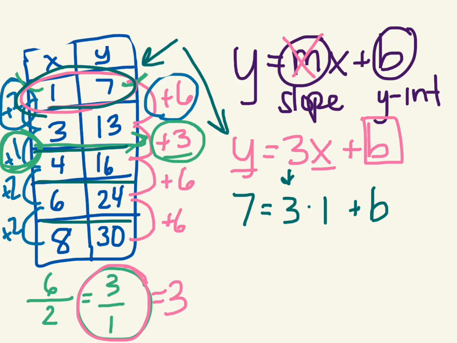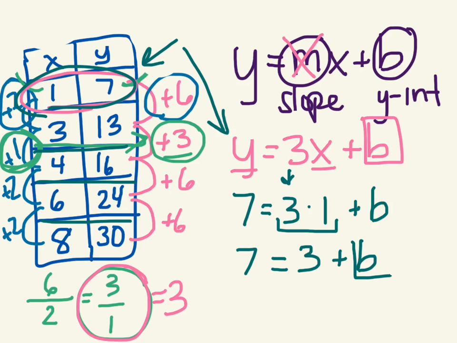And then I leave that y-intercept there because that's what I'm solving for. And then I just solve it like a math problem. Right here I have a multiplication problem, 3 times 1, and that's 3. Then I copy the rest. So now I have 7, or y, 7 equals 3 plus b.